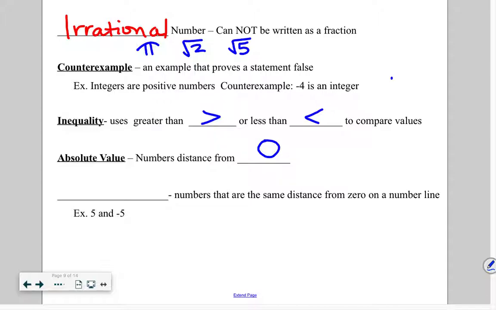What definition goes here? Numbers that are the same distance from 0 on a number line, such as 5 and negative 5. What do we call those? Integers. They're both integers, but there's another name for them. What if I said 2 and negative 2? No. They are opposites of each other. Opposites.